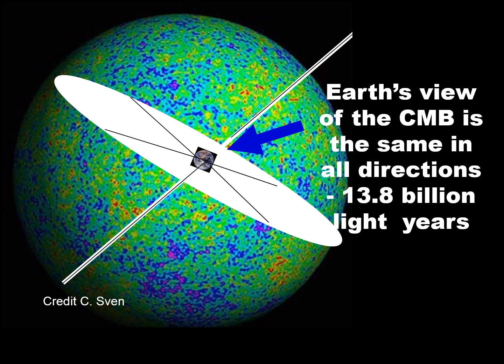Here we find us Earthlings in the center of this huge CMB sphere surrounding us, coming to us from 13.8 billion light years in every direction. Let's look at the bubbling out in more detail.